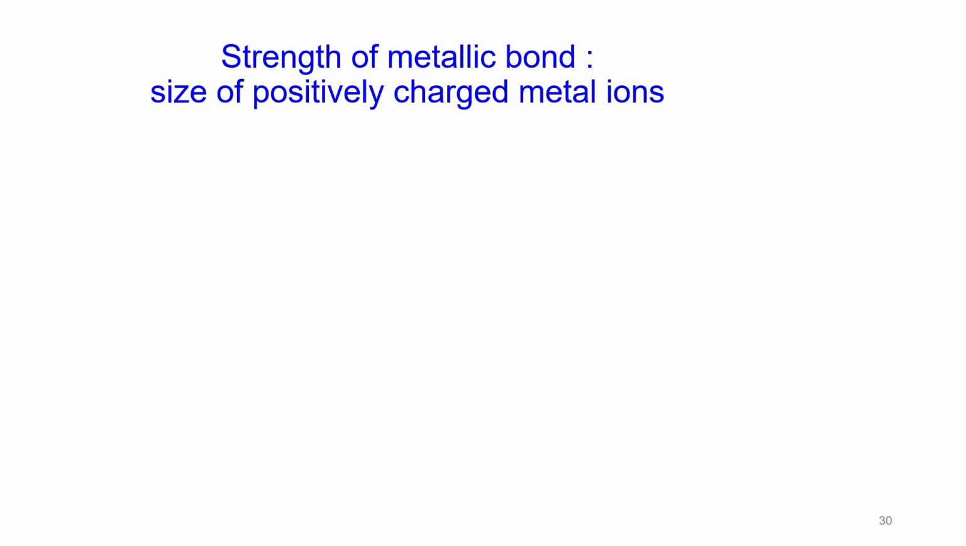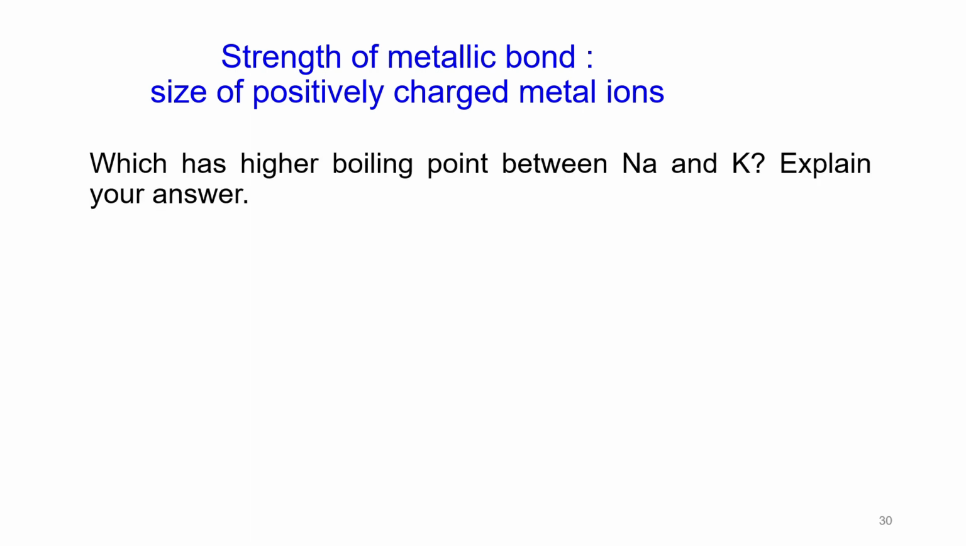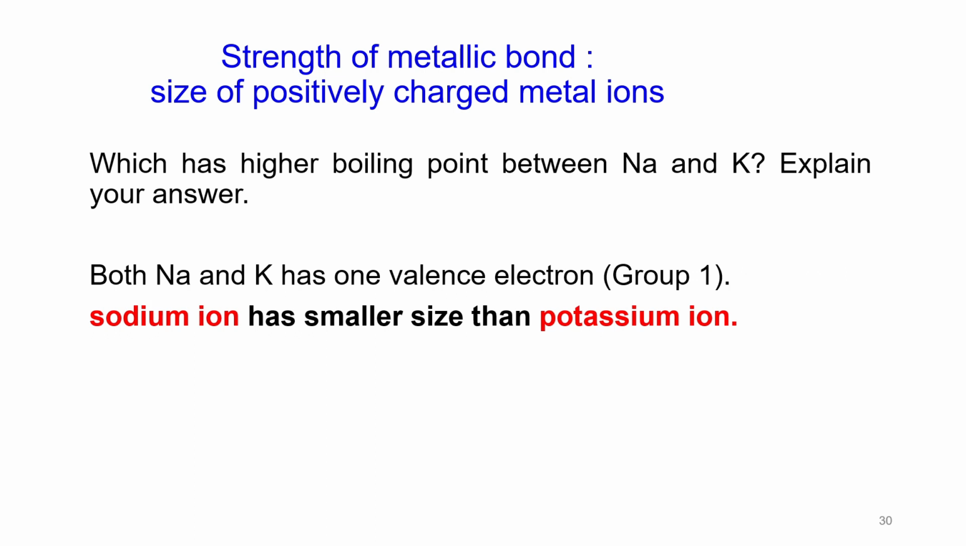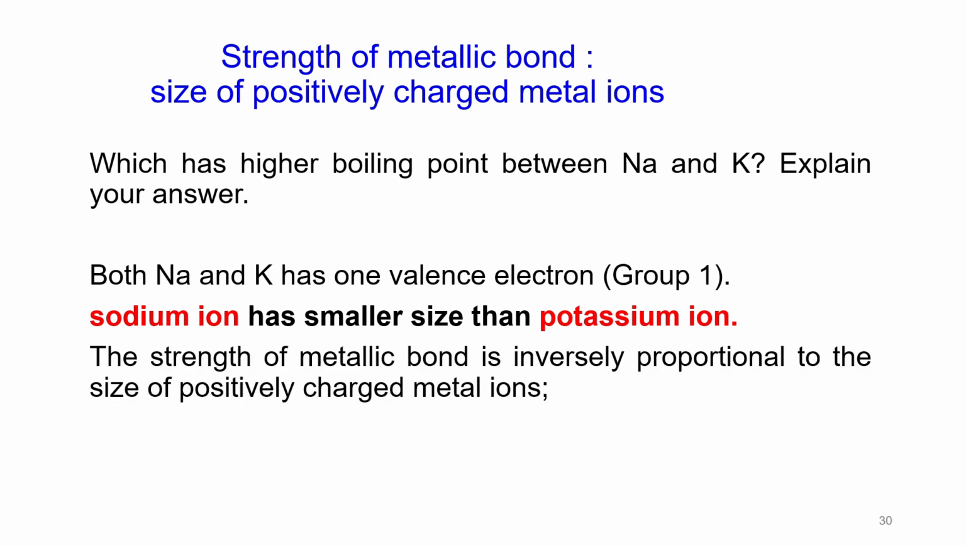Okay, then the last part is the strength of metallic bond and the size of the positively charged metal ion. Which has the higher boiling point between sodium and potassium? Explain your answer. Here, sodium has 1 valence electron, potassium also has 1 valence electron. So how do we know which has the stronger bonding? Both have 1 valence electron because both are elements in group 1. So the sodium ion has a smaller size than potassium. So the strength of metallic bond is inversely proportional to the size of the positively charged metal ion.